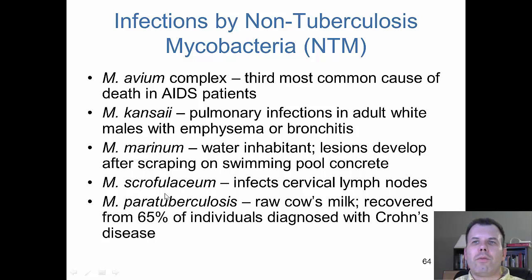The sacrophyllicium infects cervical lymph nodes, and the paratuberculosis is found in raw cow's milk, and again, found in 65% of individuals diagnosed with Crohn's disease. And again, this is one of those things that we think may be triggering Crohn's disease, but it's not a cause and effect type of thing.